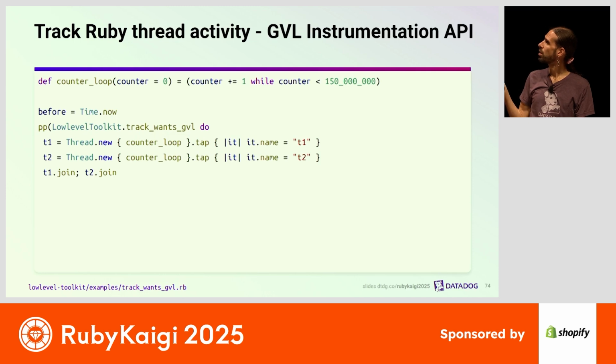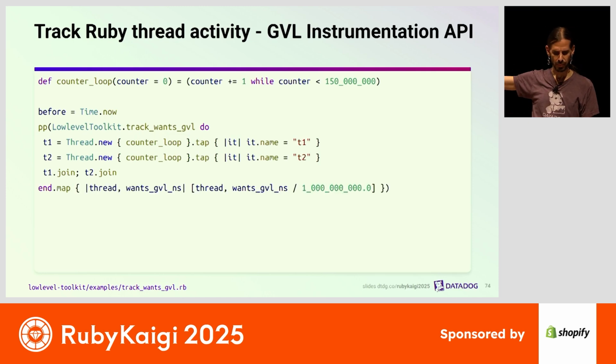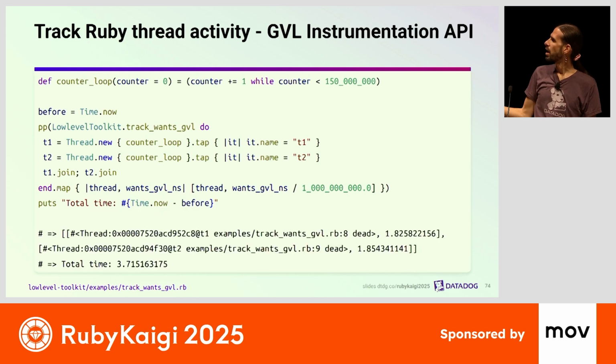So what we do is we call the track once GVL. And at the end, we get a list of threads and how much time those threads spent waiting for the GVL. Here, the result is in nanoseconds, but I'm converting it to seconds because it's much nicer to read. And let's print this. And here's the result. We can actually see that these 2 threads each run for some time, but they both needed to wait 1.8 seconds for the GVL. So in total, this took 3.71 seconds, but both threads had to wait for a bunch of time because they were fighting for the GVL.